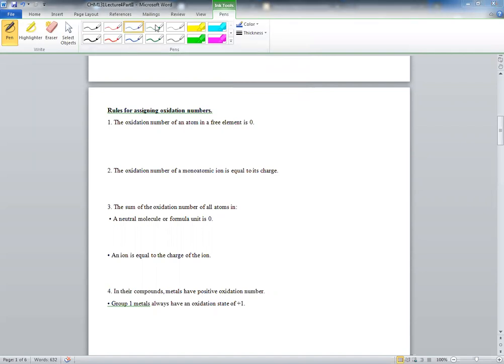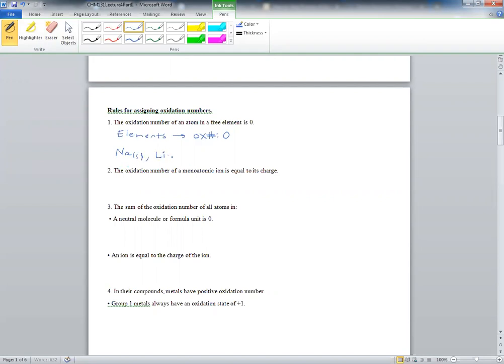The oxidation number of an atom in a free element, in simple words just elements, is 0. So they have an oxidation number of 0. If you ever see an element by itself, that has an oxidation number of 0. What is an example? Sodium by itself. Usually you put a solid after it.